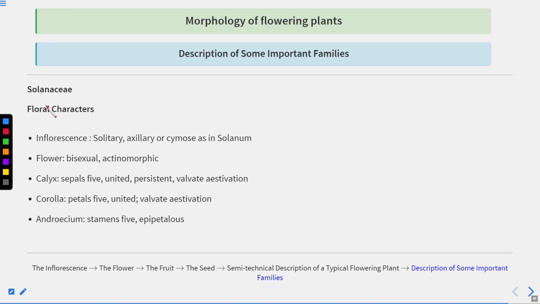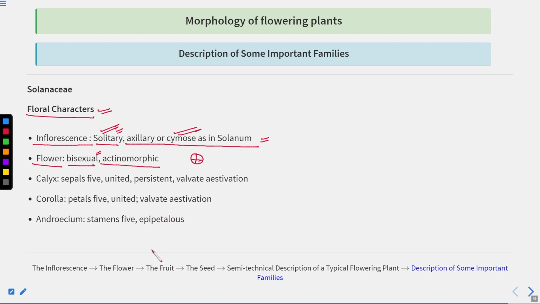Now if you talk about the floral characters, then what do you see? Inflorescence solitary. In some plants the inflorescence is solitary, only one single flower. Sometimes it is axillary or cymose, as you see in the case of Solanum. So Solanum shows the cymose type of inflorescence. But in some plants you see the solitary type of inflorescence. Flower is bisexual, which means that both the male and female reproductive organs are present on the same flower, and the flower is actinomorphic.